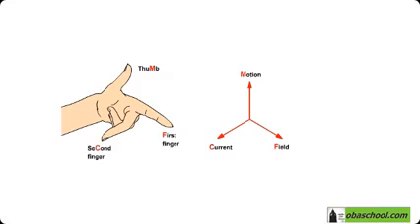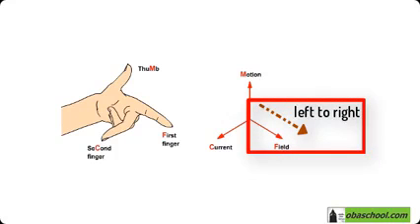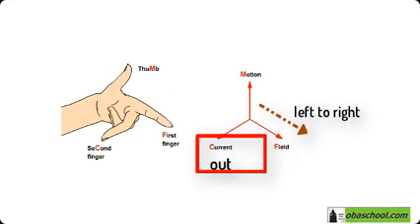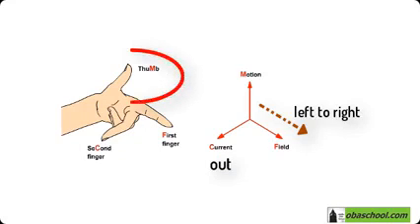For example, if the magnetic field points from the left to the right, point the first finger of your left hand to the right. Then the current flows out of the screen. So point your second finger towards you out of the screen. Now your thumb is pointing upwards, and this is the direction of motion.